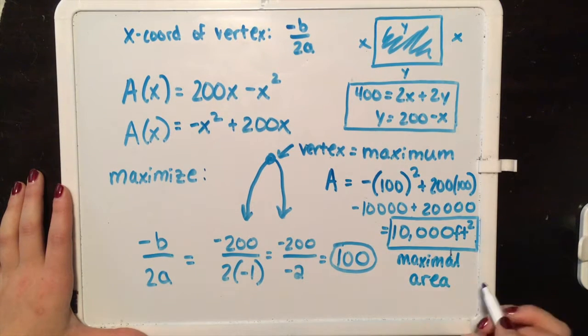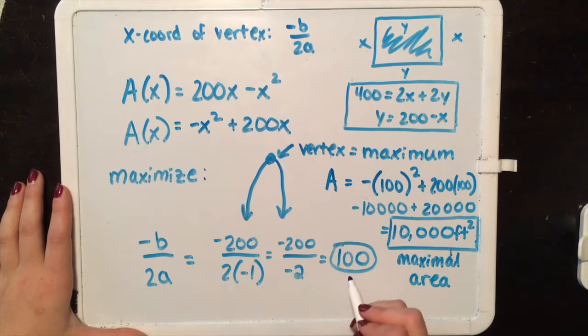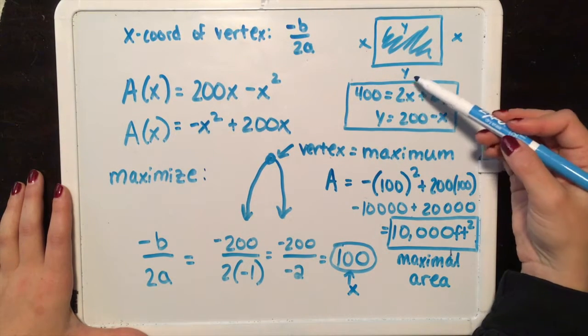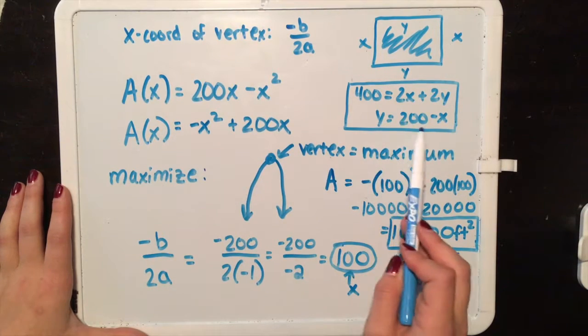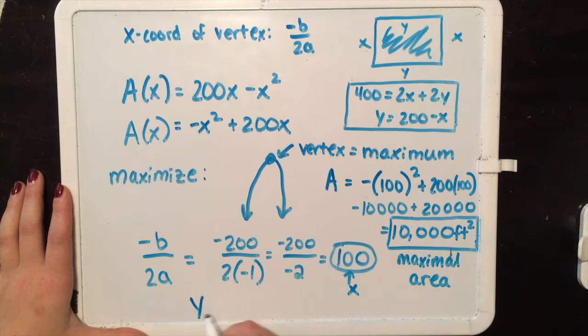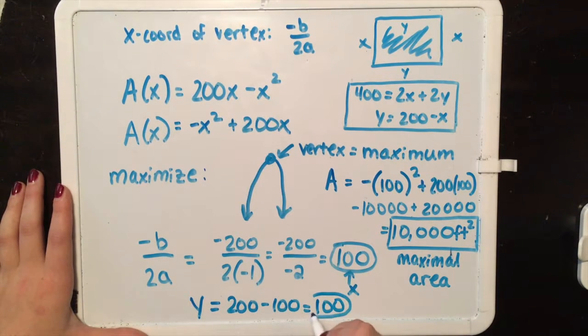And we know that this is x in our rectangle, so the only thing left to find is y, and we know that y equals 200 minus x, so y equals 200 minus 100, which equals 100. So now the dimensions that create the maximal area are 100 by 100, and the area is 10,000 feet squared.